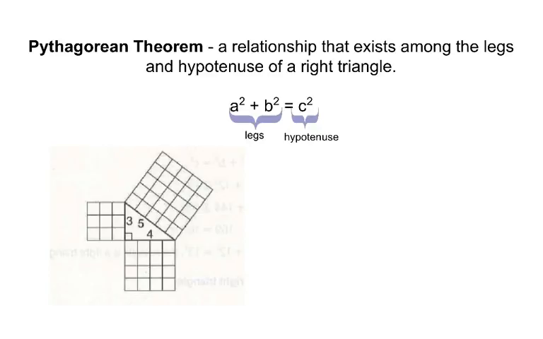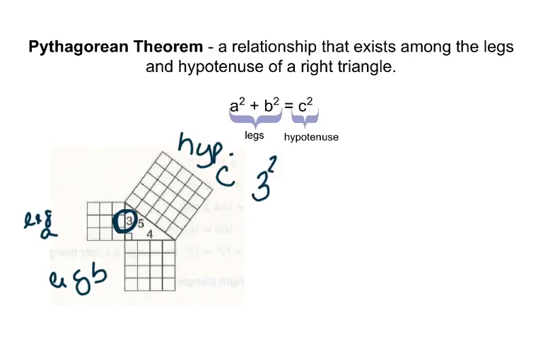Here's how that works. So this is a leg, and we're going to call it A. And this is a leg, and we're going to call it B. And this is the hypotenuse, and we're going to call it C. So let's plug this into the Pythagorean theorem and see if it works. A squared, we're going to look at that. So that's 3 squared plus 4 squared. And if this is a right triangle, when we finish, we should end up with 5 squared. So let's solve it and see.